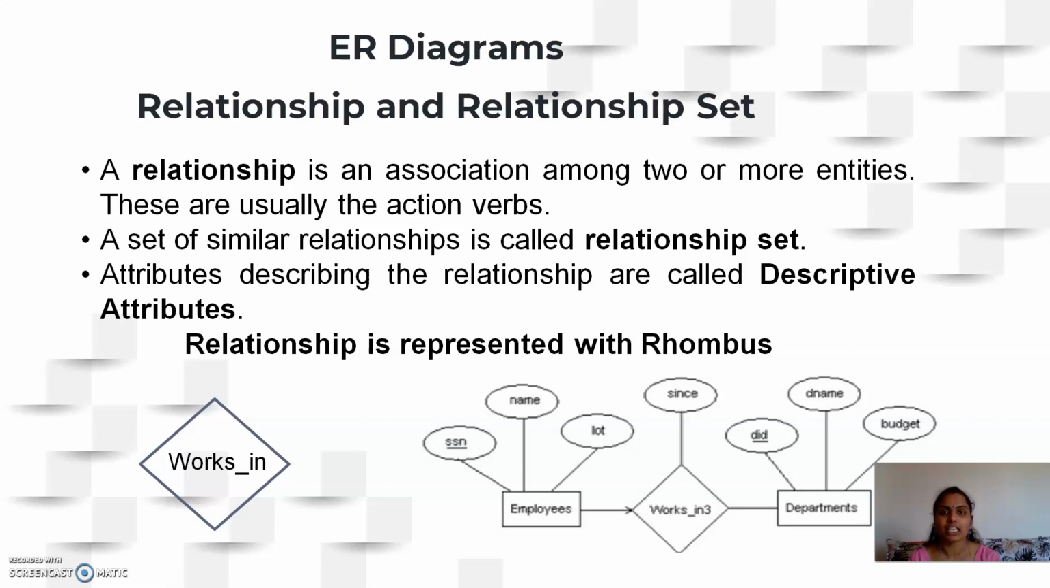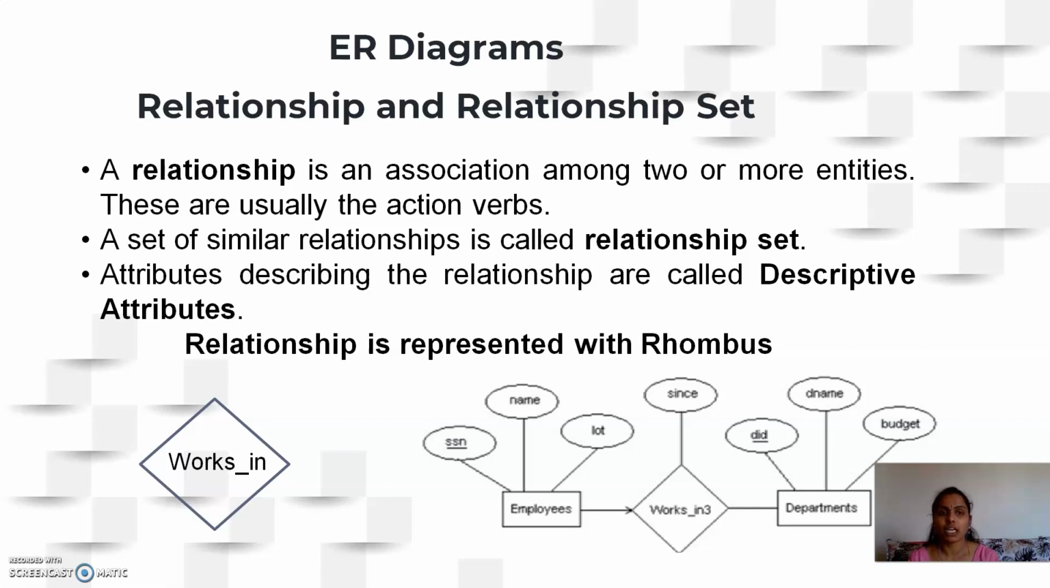Usually these are the action verbs, like the faculty works in a department. Works in is a relationship. The student belongs to a department. Belongs to is a relationship. Faculty teaches the student. Teaches is another relationship. So relationships are usually the action verbs. A set of similar relationships is said to be the relationship set.